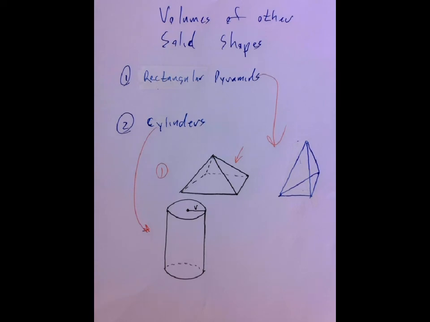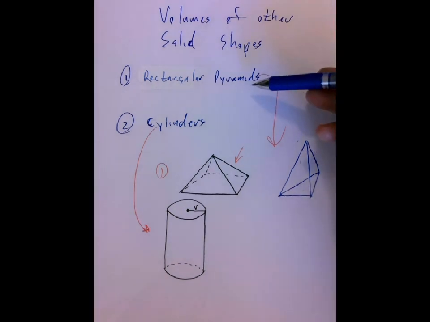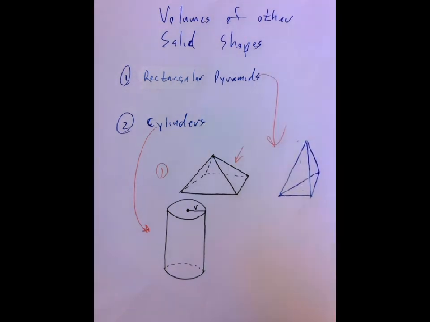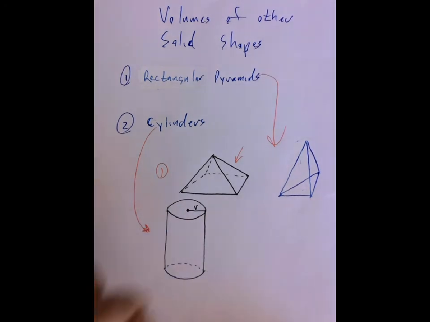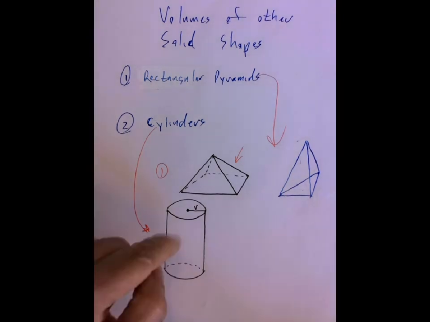And this has got to do with volumes of some other solid shapes, and specifically two that we're going to work on here: rectangular pyramids and cylinders. Now, what are they? Well, a cylinder is a relatively common shape, like a tin can or a coffee mug, or a soda can. Those are all cylinders. We see a lot of them around, and it's a common problem to be able to find the volumes of cylinders, so we're going to work on that.